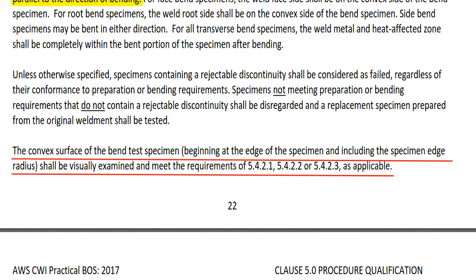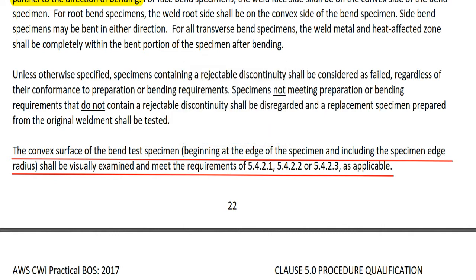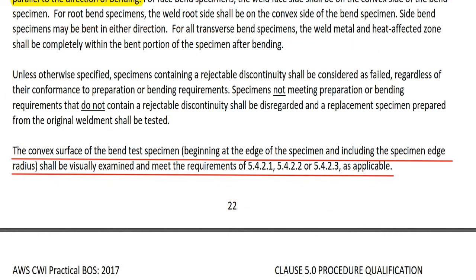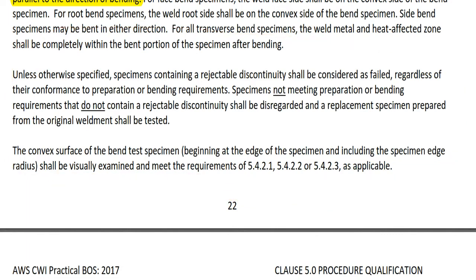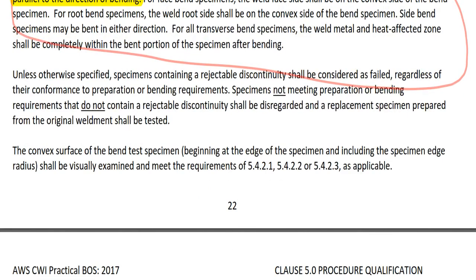The convex surface of the bend test specimen, beginning at the edge of the specimen and including the specimen edge radius, should be visually examined and meet the requirements of 5.4.2.1 to 3. These sentences are not in the actual CWI Part B exam, so I'm going to go faster than this 5.4.2 top paragraph.